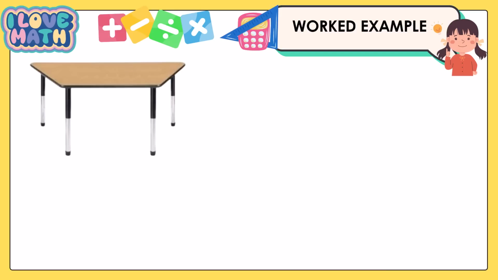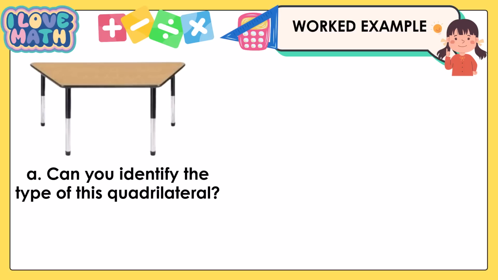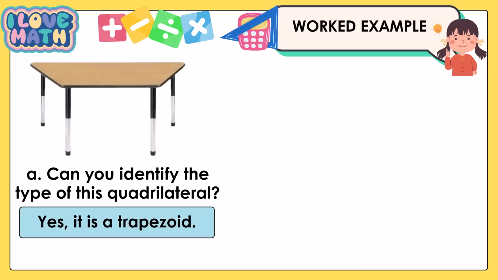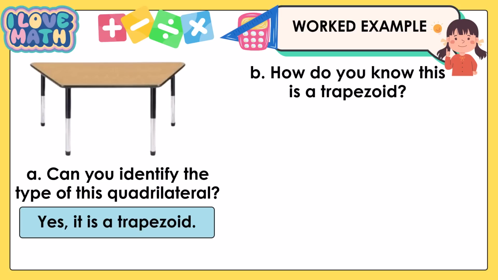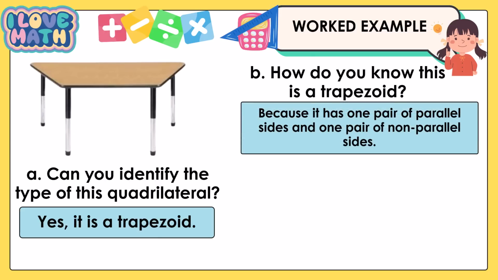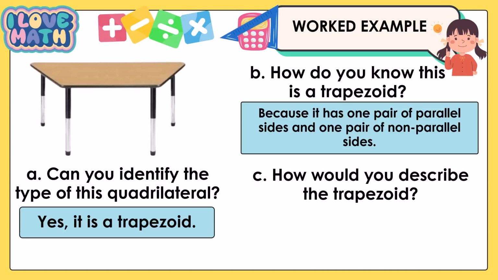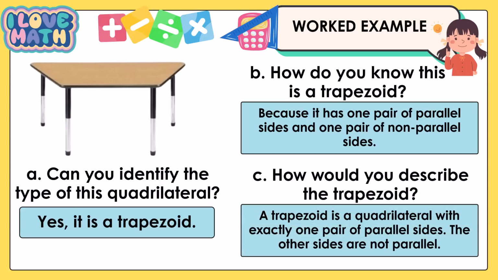Let us look at the table here. Can you identify the type of this quadrilateral? Answer: yes, it is a trapezoid. How do you know this is a trapezoid? Answer: because it has one pair of parallel sides and one pair of non-parallel sides. How would you describe the trapezoid? Answer: a trapezoid is a quadrilateral with exactly one pair of parallel sides. The other sides are not parallel.